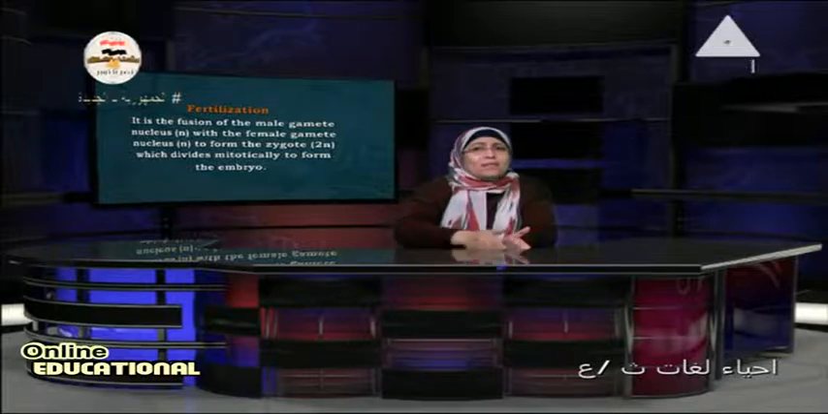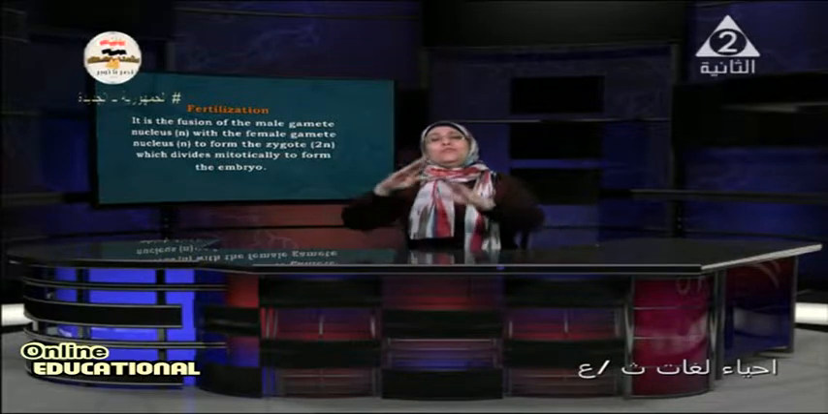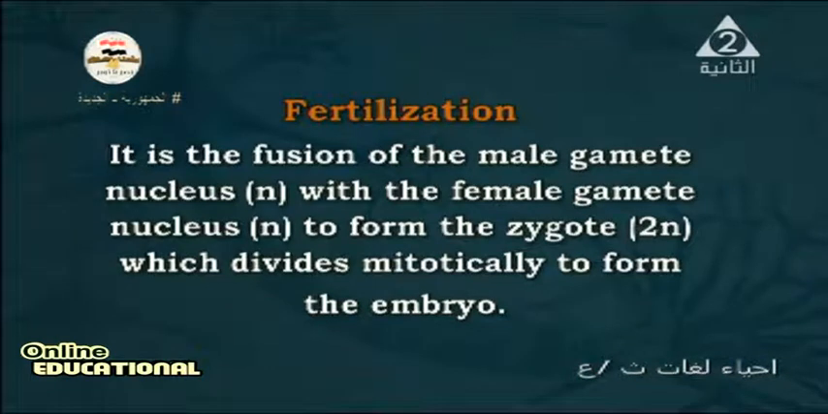Sperm fuse with the ovum to form the baby or embryo. This embryo undergoes many mitotic divisions to produce a new individual, a fetus, inside the uterus of the female. What is fertilization? Fertilization is the fusion of the male gamete, nucleus n, where n means the haploid number of chromosomes, with the female gamete, which also contains the haploid number of chromosomes, to form the zygote, 2n, which divides mitotically to form the embryo.